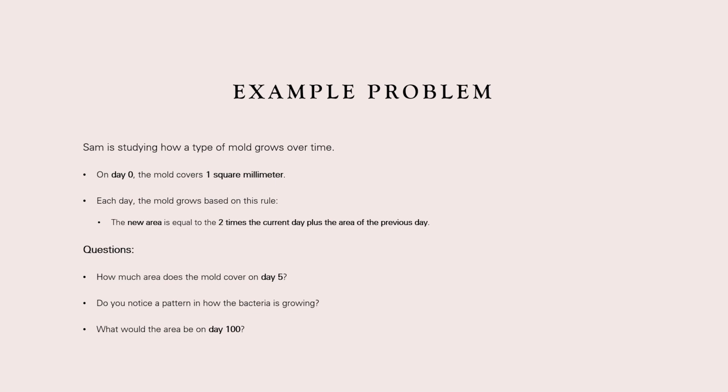Sam is studying how a type of mold grows over time. On day 0, or the initial testing day, she notices that the mold covers 1 square millimeter. Each new day, the mold grows based on this rule. The new area is equal to 2 times the current day plus the area of the previous day.